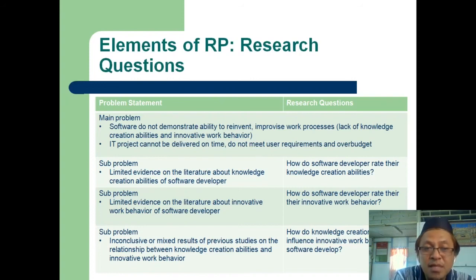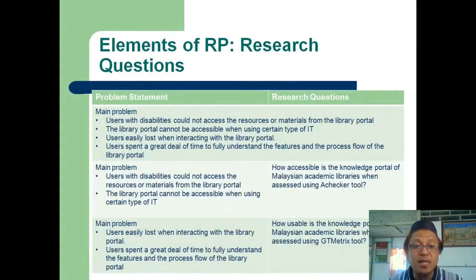So the problem statement later needs to be condensed into what we call research questions. Let's look at this second example. You have problems with the existing knowledge portal of Malaysian academic libraries. Users with disabilities, students with sight or hearing disability, probably cannot get an equal chance in accessing resources from the library portal.